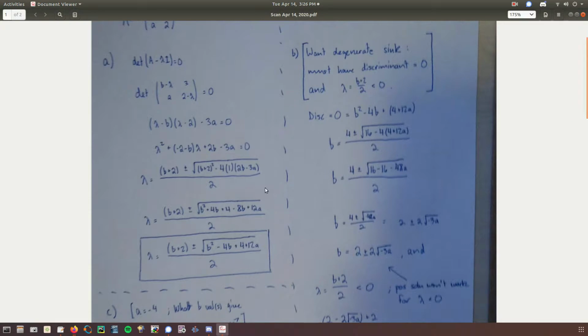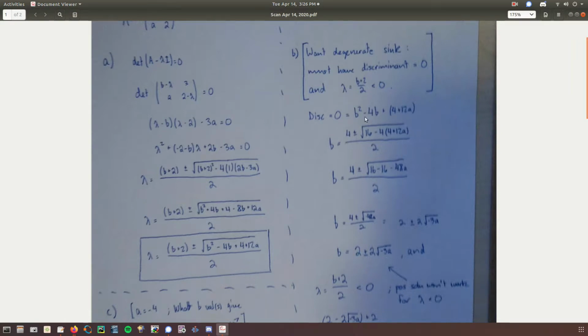So notice when we look back at our old lambda statement over here, I'm looking for the discriminant to go to 0 so that I get repeated eigenvalues. So that should leave my lambda term just as (b plus 2) over 2. So I've got that right here. Lambda will be (b plus 2) over 2 because the discriminant will be 0, and I need to make sure that that term is negative so that we're not just degenerate, but that we are a degenerate sink. So I'm going to go ahead and set my discriminant equal to 0 right here.